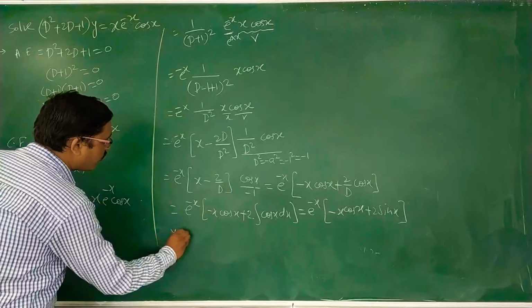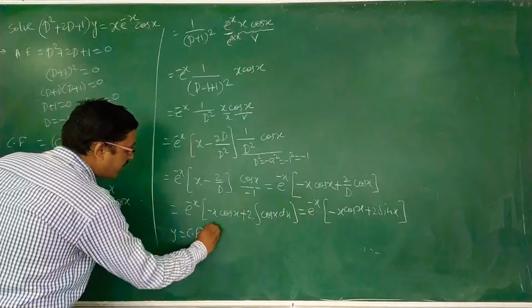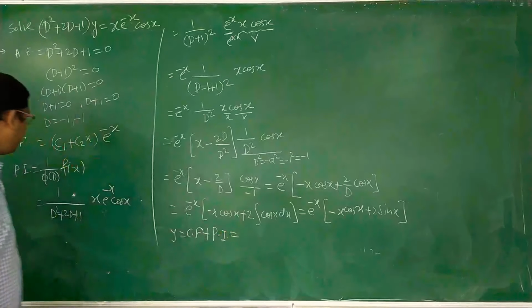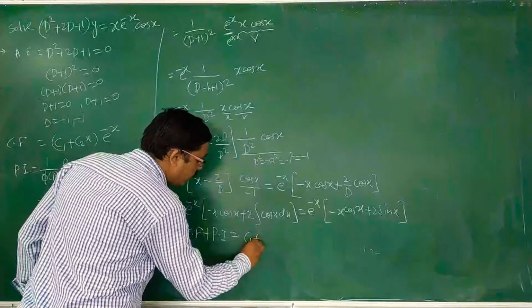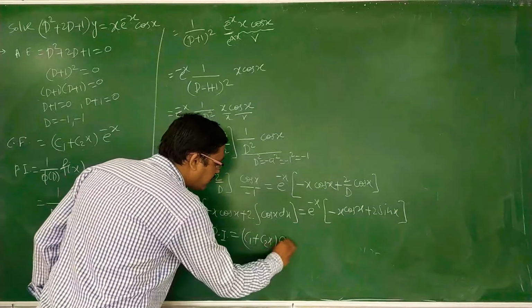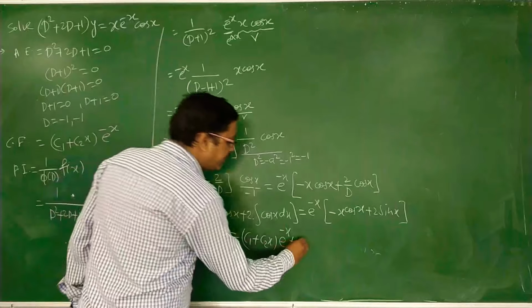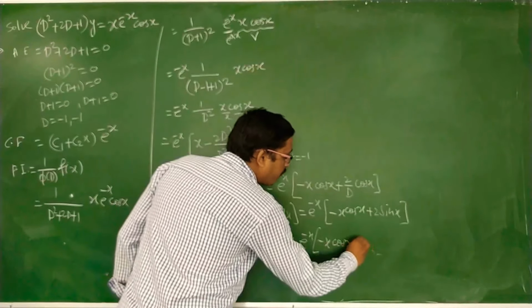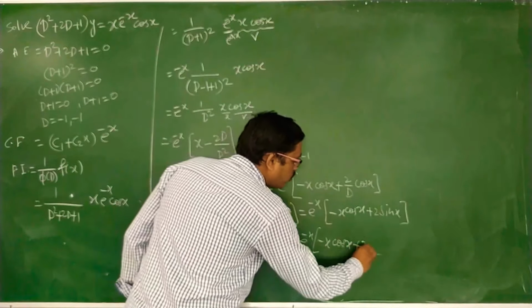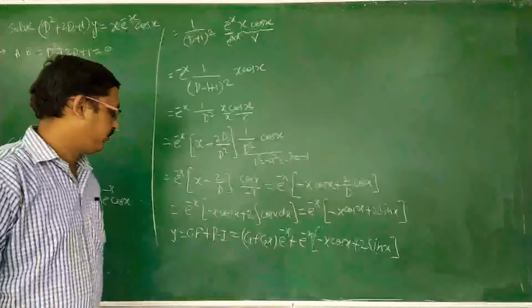Therefore the general solution is y = CF + PI. The value of CF is (C1 + C2x) e^(-x), plus PI, which is e^(-x) [-x cos x + 2 sin x]. So this is our final solution. Thank you.